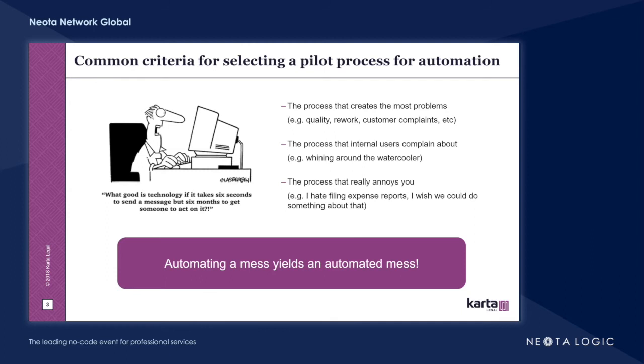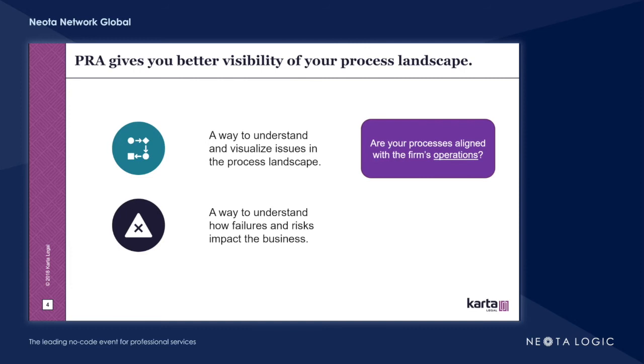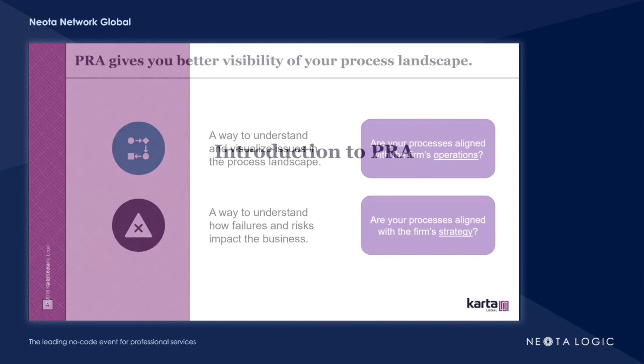So to really prove out the concept, we need to look at our most efficient processes for automation. Process risk analysis gives you that visibility. It's a way to understand your process landscape, which ones are your more mature processes, which ones are your processes that are weak and might be struggling a little bit. And it's also a way to understand how these processes impact your business model. In other words, you're asking the question, are your processes aligned with your firm's operations? And are your processes aligned with the firm's strategy? I'll get into a little bit more detail of what these specifically mean.